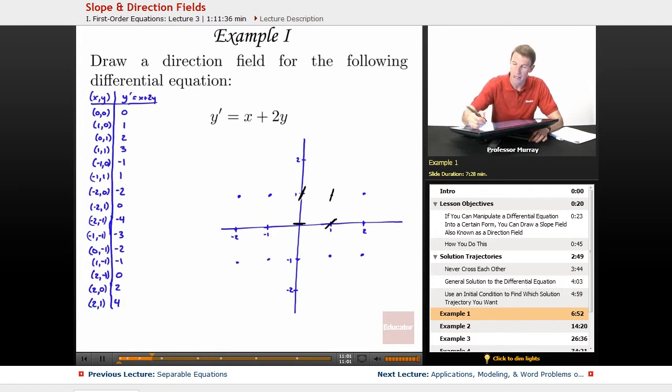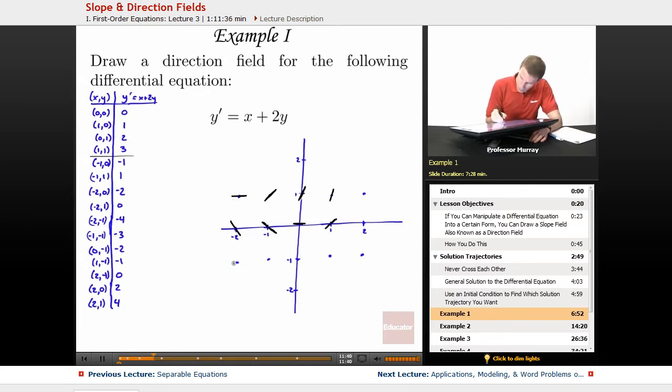So let me go ahead and fill in all my slopes. So let's see, I've done up to here. Negative 1, 0. I see I have a slope of negative 1, so let me give a slope of negative 1 there. Negative 1, 1 gives me a slope of 1. So there's the point negative 1, 1, and I draw a line with slope 1, so that's going uphill. Negative 2, 0 gives me a slope of negative 2, so that one's fairly steeply downhill. Negative 2, 1 gives me a slope of 0, so that's a horizontal line there.